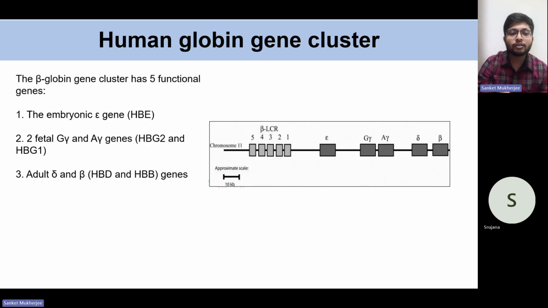Then the beta globin gene cluster has five functional genes. So that is the answer to the question. It has the embryonic gene, the HBE. It has two fetal genes, G gamma and A gamma. And then there are adult genes, which are delta and beta, which are present in the human beta globin cluster. So that's how it looks like.